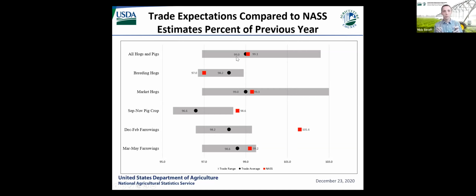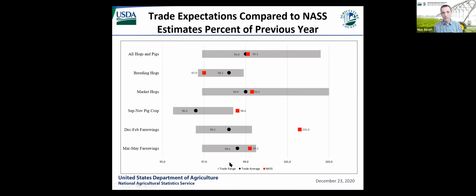So the trade group, I don't know all their names, but it's the professionals who are watching the markets, professional analysts, and they provide their guesses anonymously to NASS, and then we're able to put them in this format. You can see NASS was lower on breeding herd than trade expected, and so on and so forth.